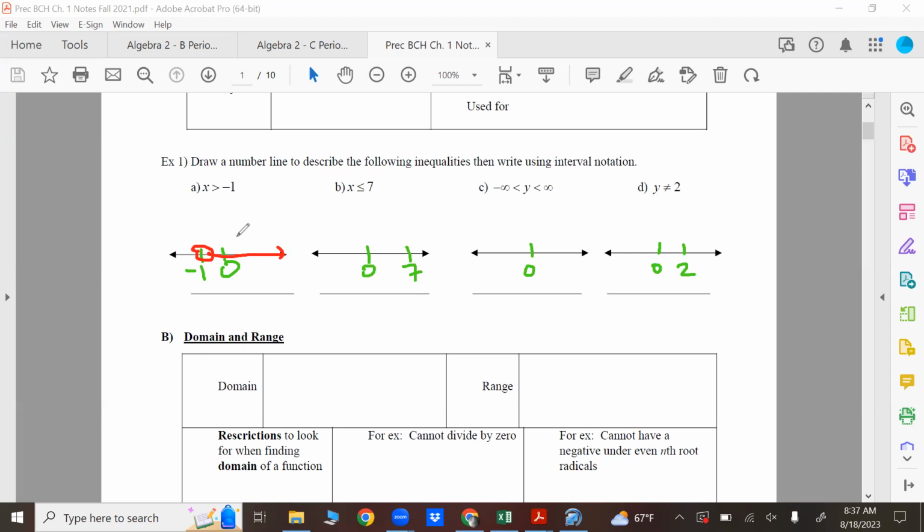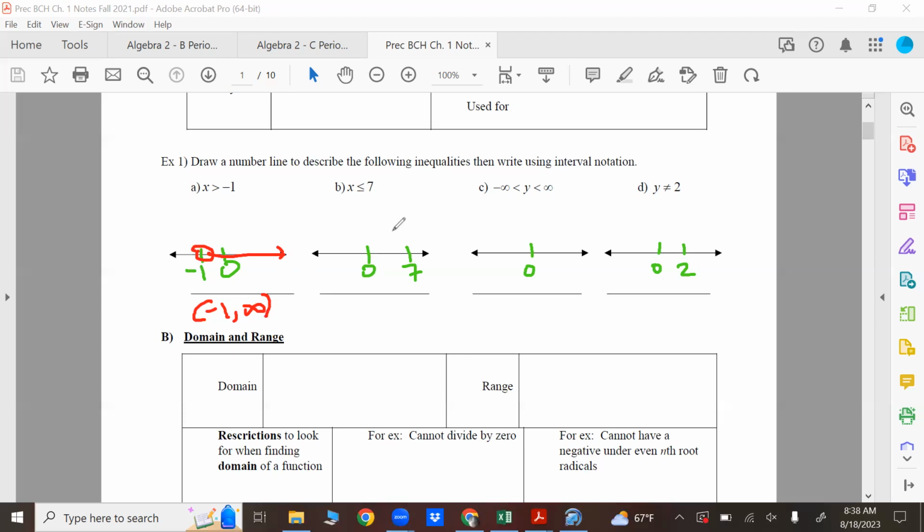Now, interval notation, how am I going to write it? Parentheses, -1, comma, infinity. And you don't have to write positive next to infinity. If you don't write a symbol next to infinity, the default is positive, right? We know that. But if you want to write positive infinity, go ahead. I don't care. But it's infinity.